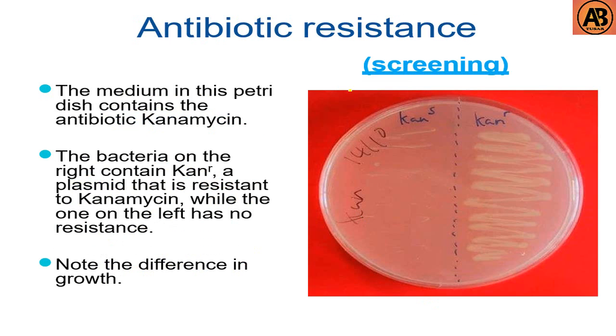Then antibiotic resistance. The medium in this petri dish contains the antibiotic kanamycin. The bacteria on the right contain a plasmid that is resistant to kanamycin, while the bacteria on the left have no resistance. Here you can see left has no resistance and right has resistance. And note the difference in growth. There is no resistance and there is resistance.